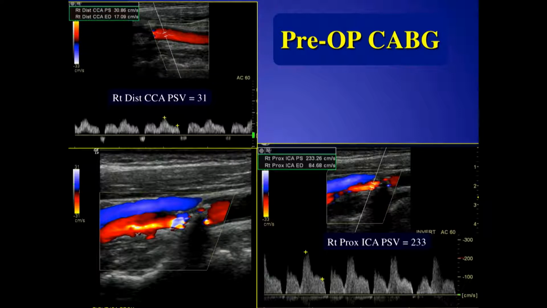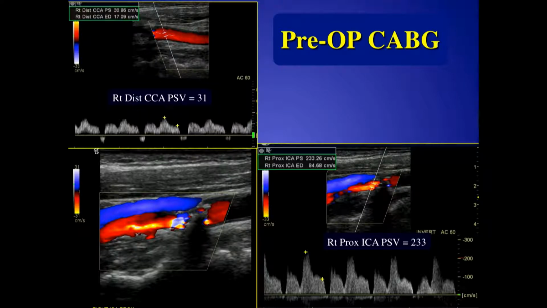Now, here's another one with funny waveforms. Here's a patient sent for preoperative evaluation for a CABG, just a preoperative workup, and we notice things are funny again. Very low velocity flow in the distal common, and a funny looking waveform. Anybody know what this is from? If you work in a hospital with a busy cardiac department, you know what this is.